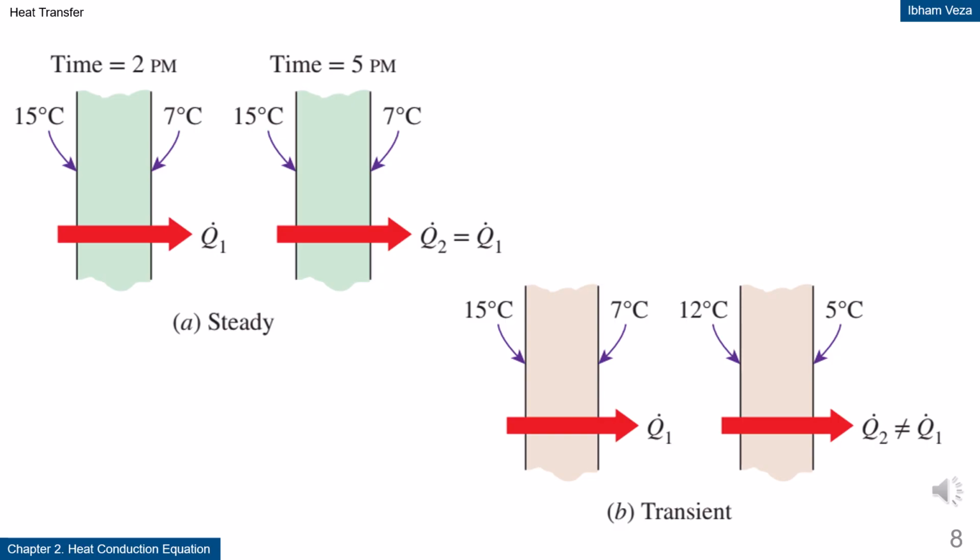Steady and transient conditions. The difference between steady and transient conditions is shown through whether temperature changes with time. In steady conditions, the temperature distribution does not vary with time. In transient conditions, temperature changes with time until a steady state is reached. This difference also affects the heat transfer rate inside the material. This concept forms the basis for classifying heat conduction problems.